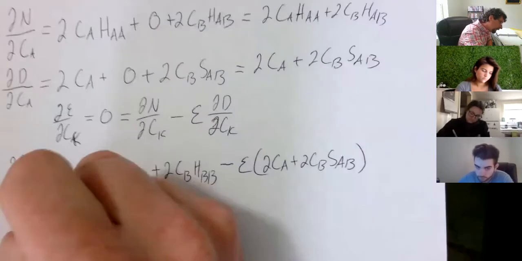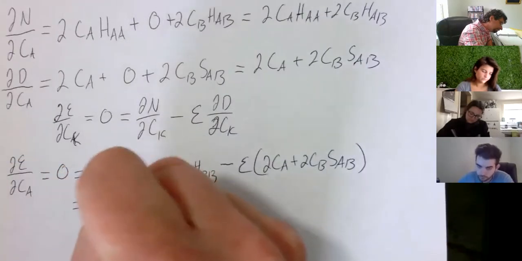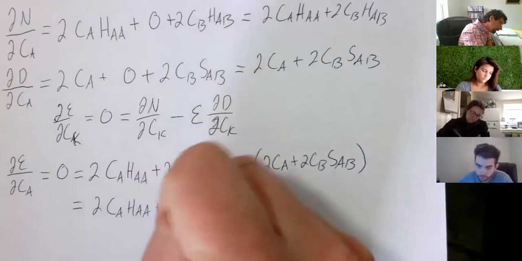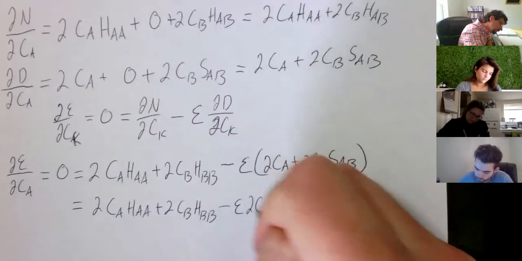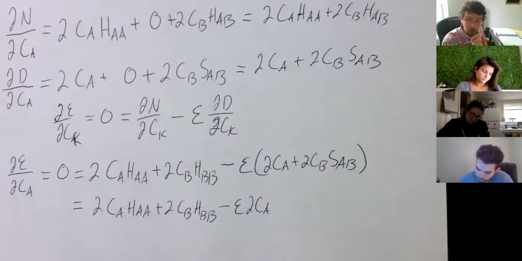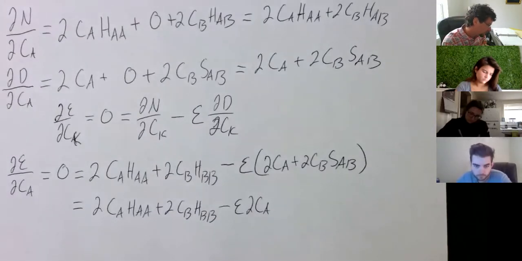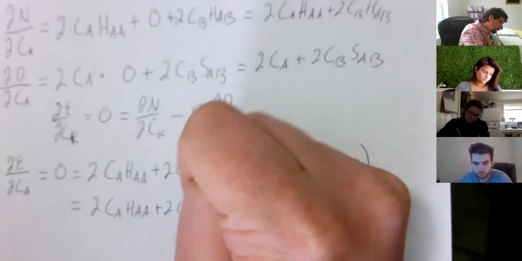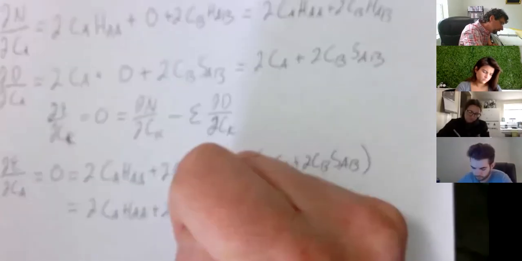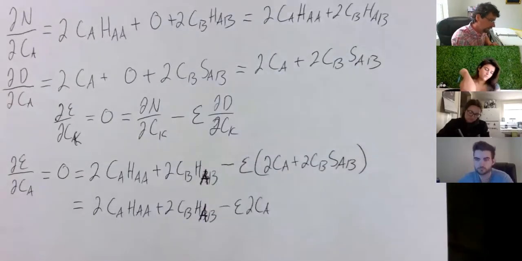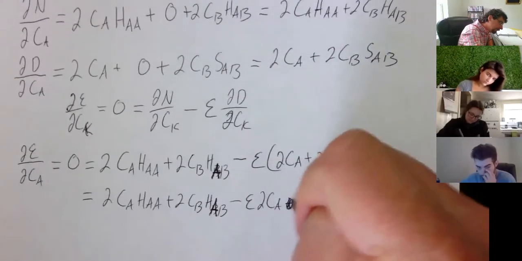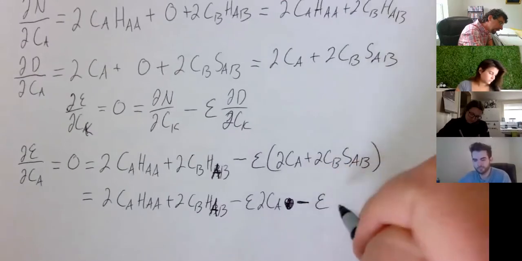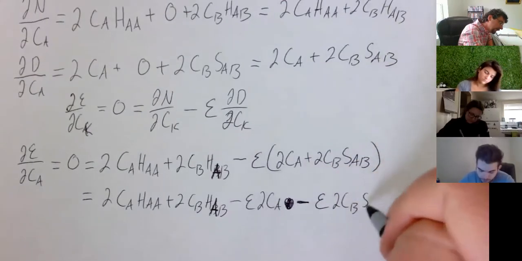Now, let's multiply everything through. CB, HBB minus epsilon. Isn't that the H, not BB? I'm sorry, what was that, Josh? For the second term, it should be 2CBHAB. Yeah, you're right. I'm sorry. Good catch. There we go. Plus, oops, nope. Still should be a minus epsilon 2CB SAB.